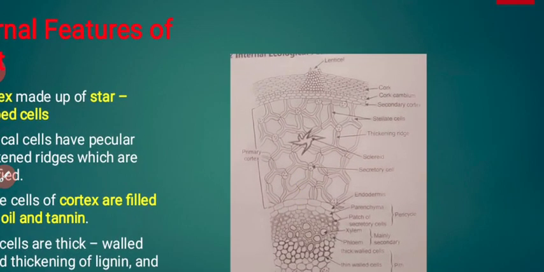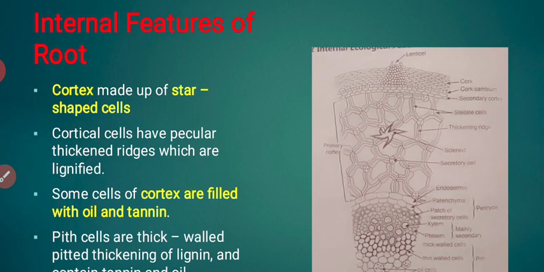Then internal features of roots. The roots are of two types, aerial and subterranean. The subterranean roots contain several layers of cork, and the cortex is made up of star shaped or stellate cells. These stellate cells are connected with each other by lateral arms.